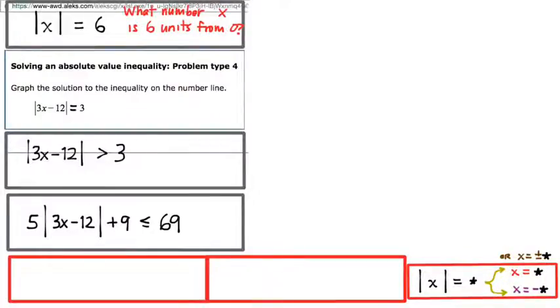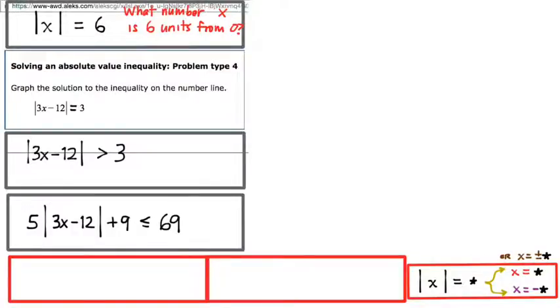So we know now how to deal with absolute value problems that involve equations to solve. So then, of course, we're in Module 3. We also have to think about what happens with inequalities. So what do we do with greater than signs? What do we do with less than signs?